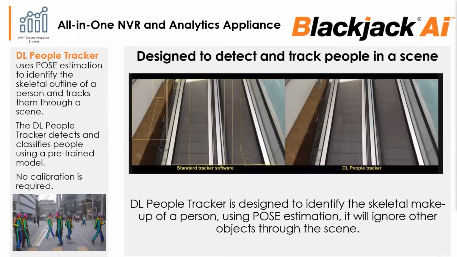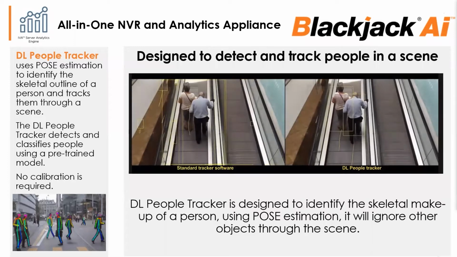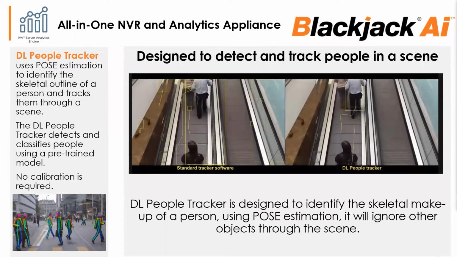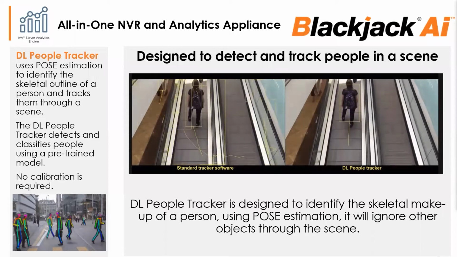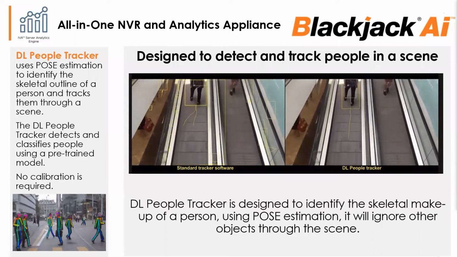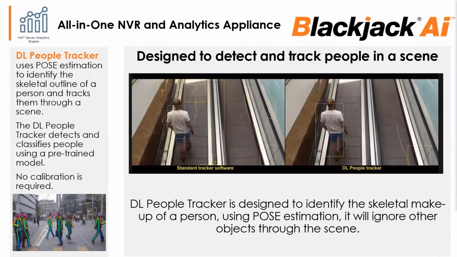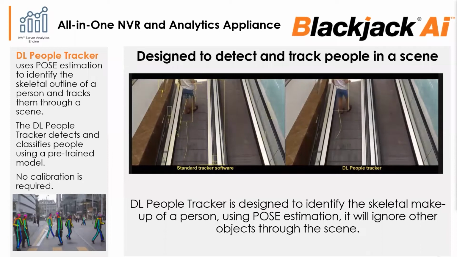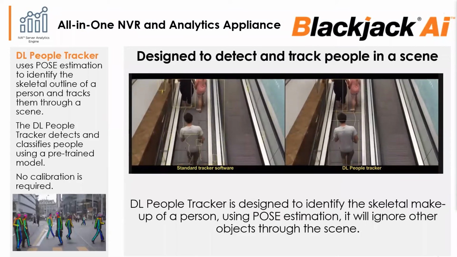So the way we do this with our deep learning people tracking, as you can see here, is we're looking for that skeletal structure. Most analytics are going to be looking for events and saying, okay, that potentially could be your person. But now we're able to truly define from that skeletal structure that it's a person. We can ignore all the other events that are happening, those clouds, those shadows.